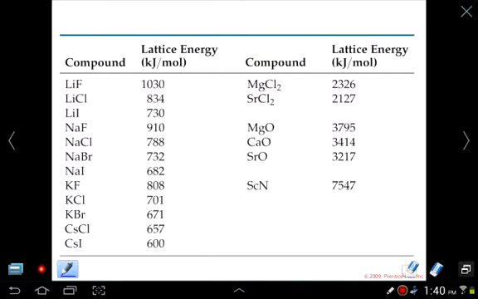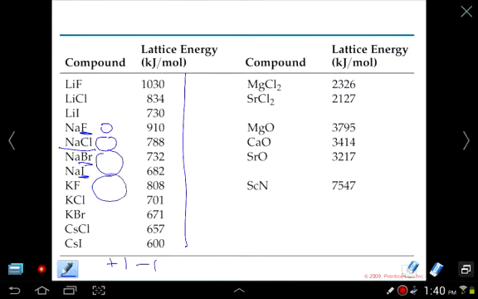And here are some examples. If you take a look, all of these in the first column are a +1 and -1. So here's our sodium chloride. In all cases, if you take a look at sodium chloride, sodium bromide, sodium iodide, and sodium fluoride, as you go down the periodic table, recall that the nonmetals get bigger and bigger and bigger, and you will see that the bigger they get, the smaller the lattice energy gets.